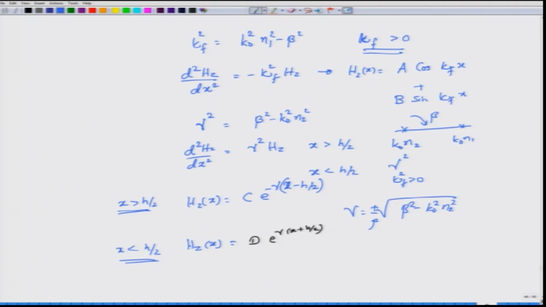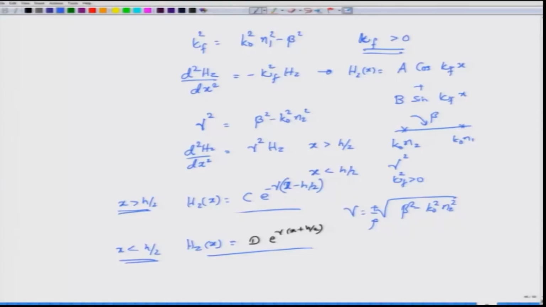So, unlike the previous case where we had fields which were 0 completely outside the waveguide, now the fields are non-zero outside the waveguide. So, we have 3 solutions now, one corresponding to the field in the film, the solution corresponding to the field in the cover, and the solution corresponding to the field in the substrate. As I told you, I have assumed that this slab waveguide is a symmetric waveguide. Therefore, cover and substrate both have the same refractive index.